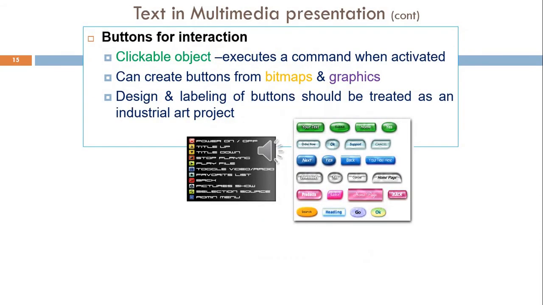Text is also used as the caption in buttons for interaction. Buttons are clickable objects and execute a command when activated. Designers can create buttons from bitmaps and graphics. Designing and labeling buttons should be treated as an industrial art project because it requires creativity of the designers.